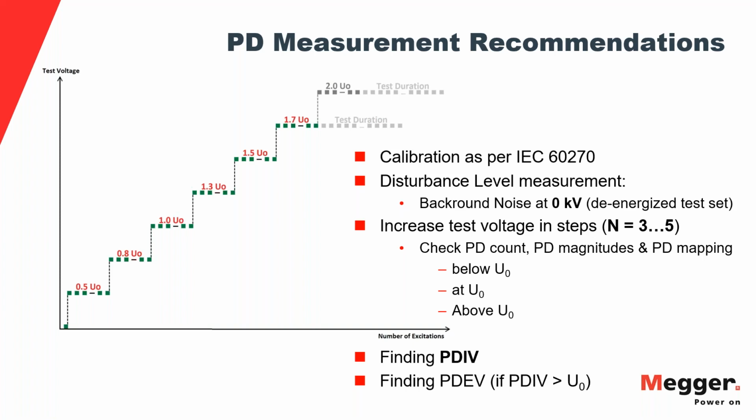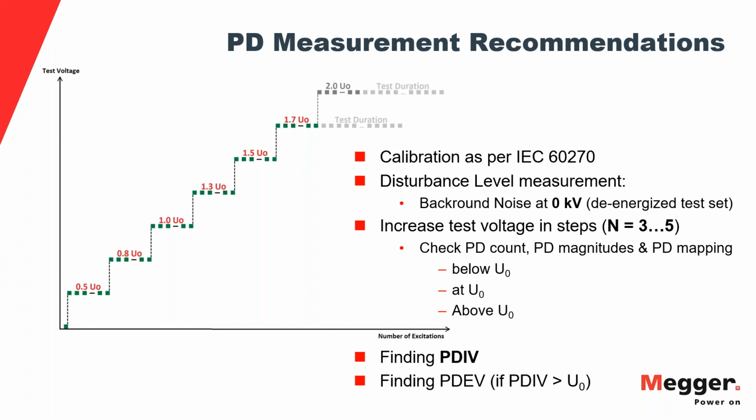You need at least one measurement below U0, below operating voltage. You need the measurement at U0, and you should do 1.7 U0 on service-aged cables and 2.0 times operating voltage on new cables. That is kind of the minimum, because you need to learn about the situation below operating voltage, at operating voltage, and above operating voltage.